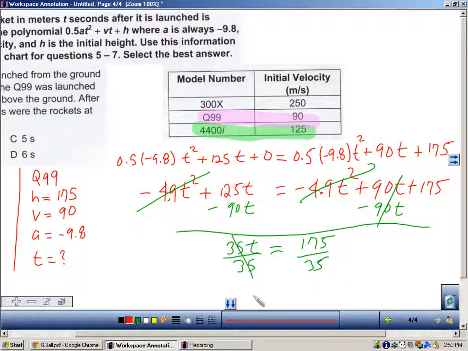Yep. Yeah, let's double check it. 175 divided by 35 is 5. Yeah, so it's 5 seconds. So these rockets have the same height at 5 seconds.